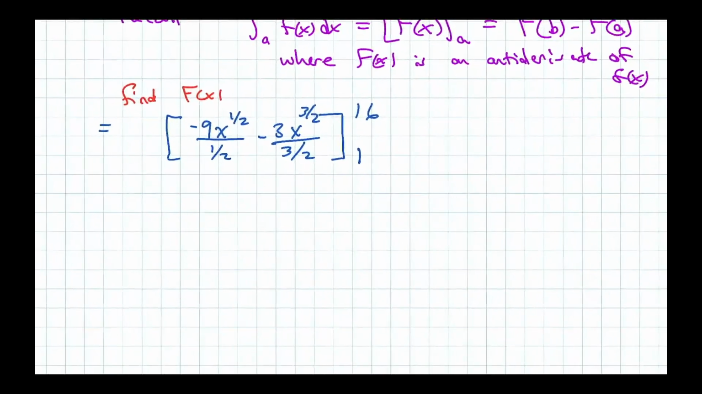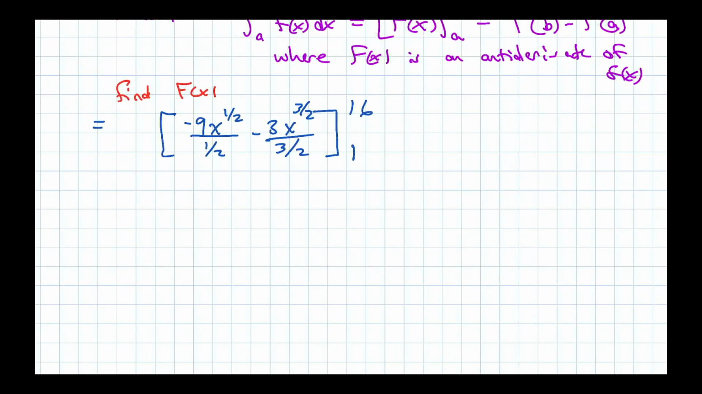Before you proceed, you should simplify these fractions a little bit. Dividing by 1/2 is the same thing as multiplying by 2, so this works out to -18 x to the 1/2. Dividing by 3/2 is the same thing as multiplying by 2/3, so it comes up like this.